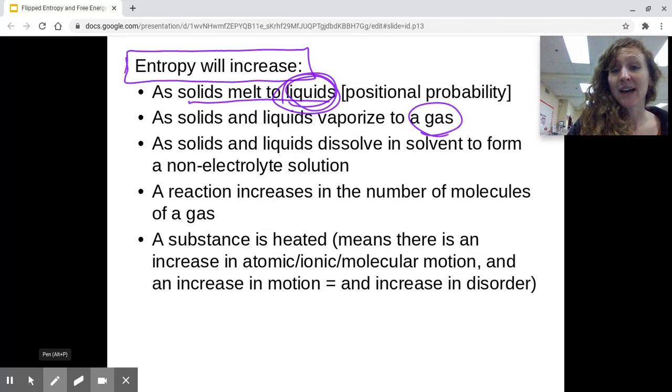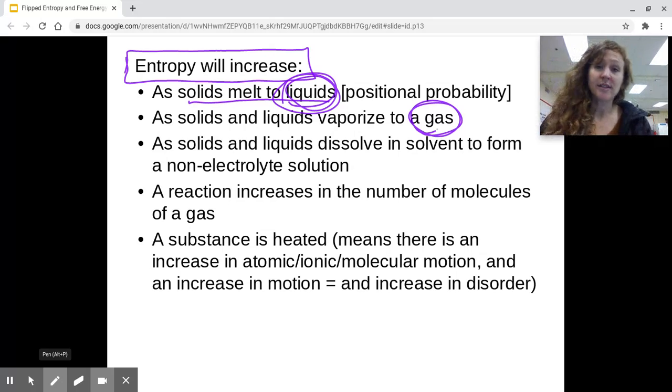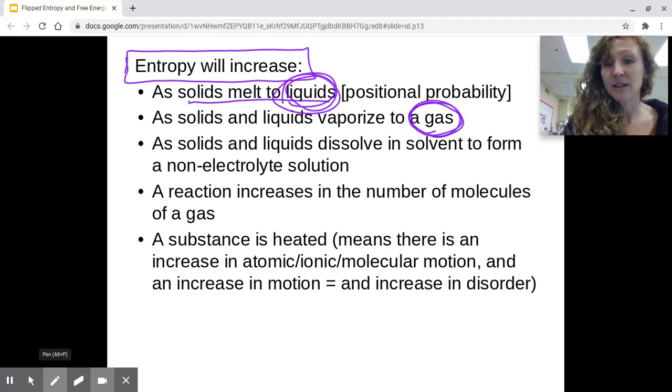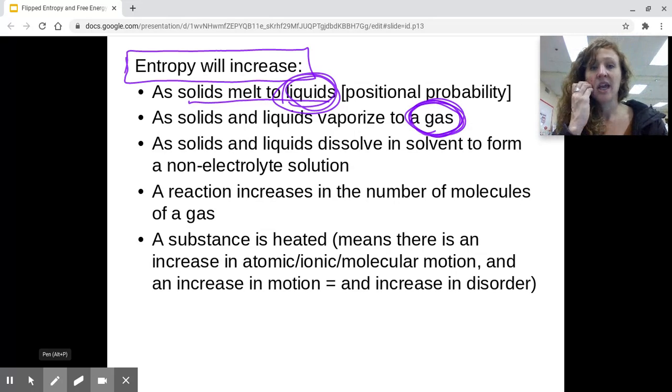Same thing for a gas. A gas takes this one step further, right? Gases can be compressed. Gases can be expanded. Gases are highly moving. They're always moving towards each other, away from each other, bouncing off each other. Okay, there's a lot more movement. There's a lot more variability in that system. Gases are much more disordered than liquids. Liquids are more disordered than solids.